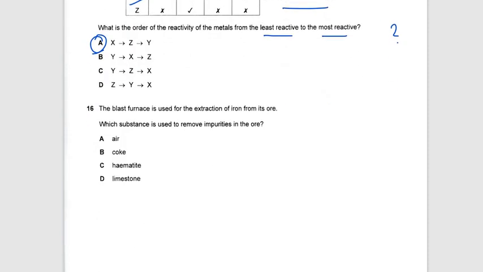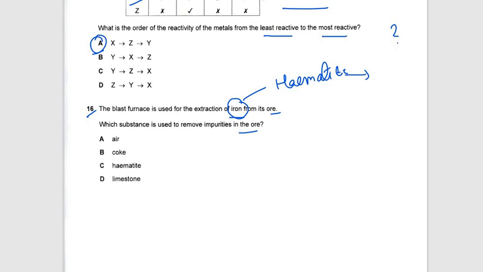Now let's see question number 16. The blast furnace is used for extraction of iron from its ore. Okay, what ore do we use mainly in your syllabus? The hematite, right? So please go through the process. They have given you a step-by-step process, so write it in a notebook. Make nice steps. Which substance is used to remove the impurities?